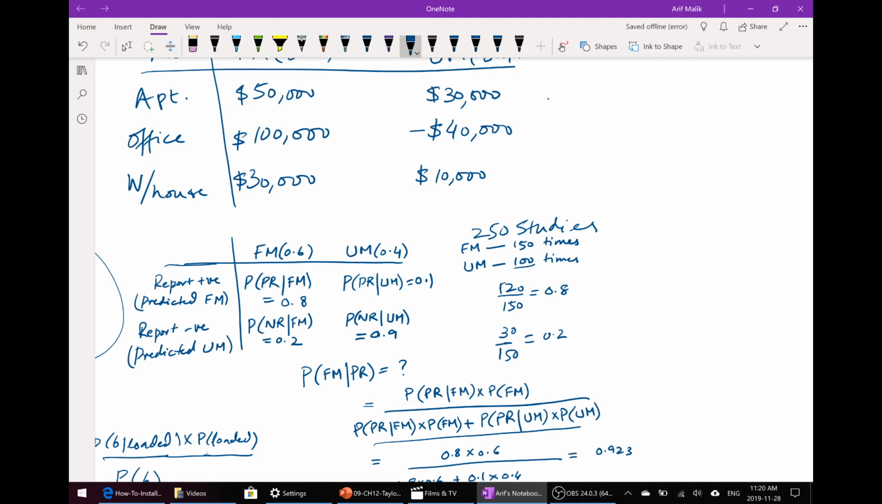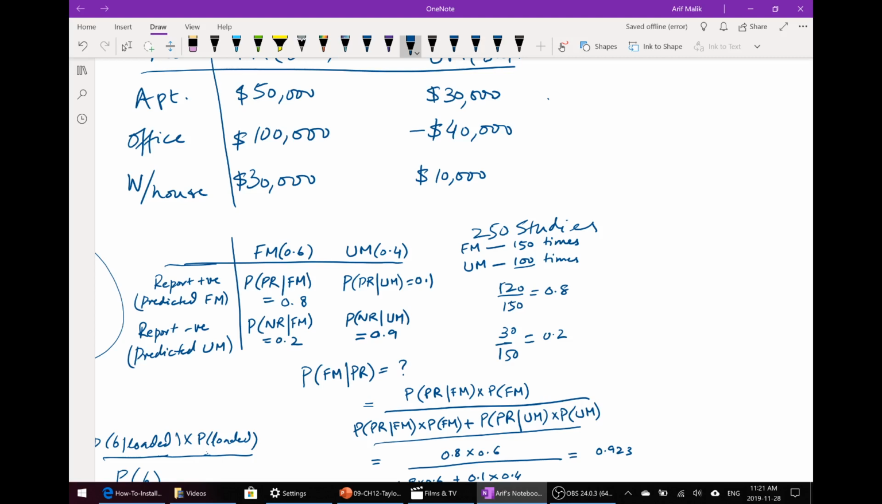Having these statistics, now we can work out the probability of getting favorable market given that the report is positive, or the probability of getting unfavorable market given that the negative report has come, etc. And this will help us in decision making.